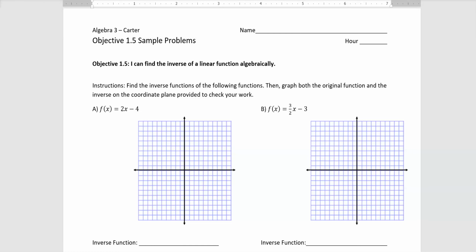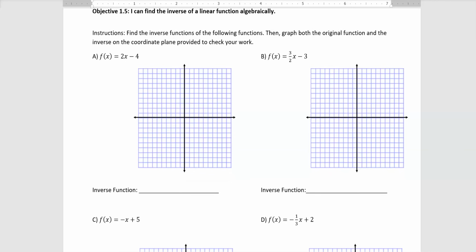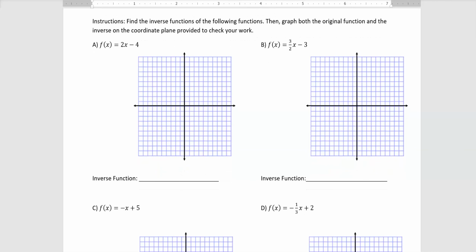Hello, and welcome to our Objective 1.5 sample problems video. Objective 1.5 says I can find the inverse of a linear function algebraically, so let's do that, and then we'll graph both the original and the inverse on the coordinate plane provided.